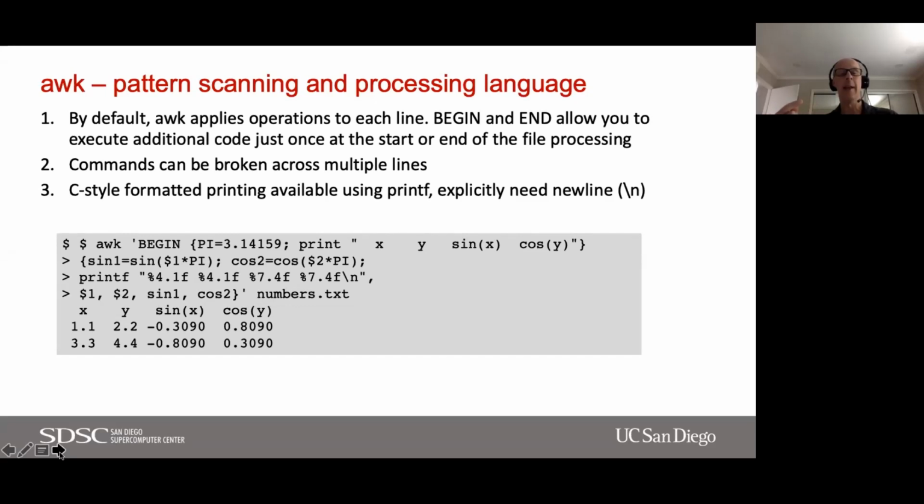Then after that, it's actually broken across a few lines. I'm doing what I was doing before, except I'm now multiplying the number of radians by pi. So I calculate sine of the first field times pi, cosine of the second field times pi, and now introduce yet one more feature: a printf so that I can specify the length of the field and the number of significant digits. And when I run all of this, I get a much nicer output.